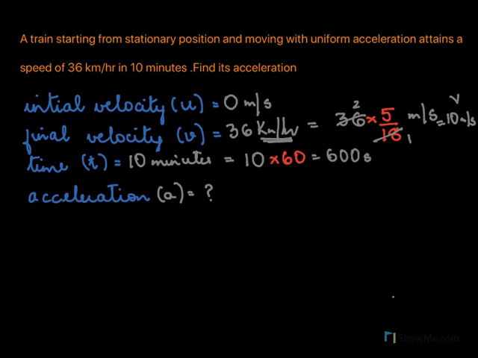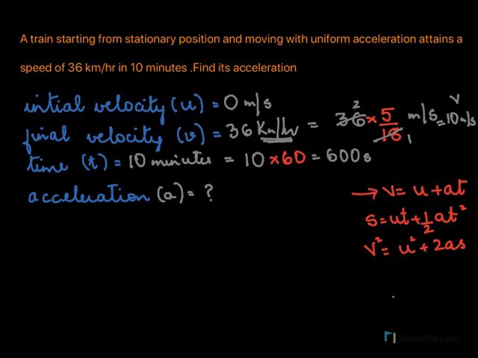Now our three equations we know as v equals u plus at, then we have s equals ut plus half at square, and we have v square equals u square plus 2as. We are going to use the first one. So we have v equals u plus at, and I put in the values. The v is 10, the u is 0 because it is starting from rest. We saw the a we need to find out, and the t was given as 600.